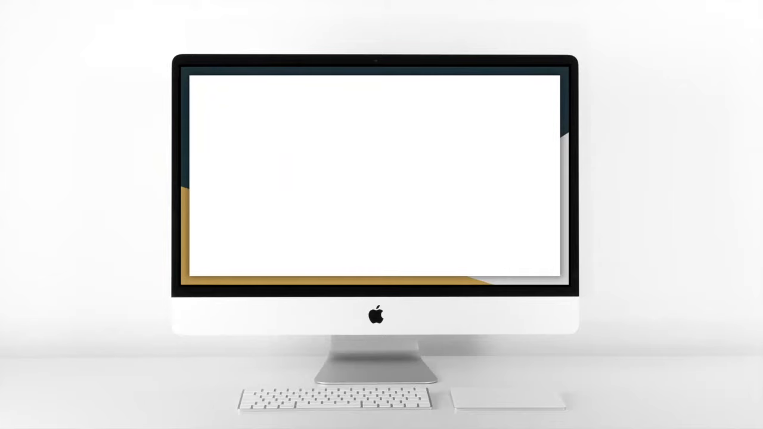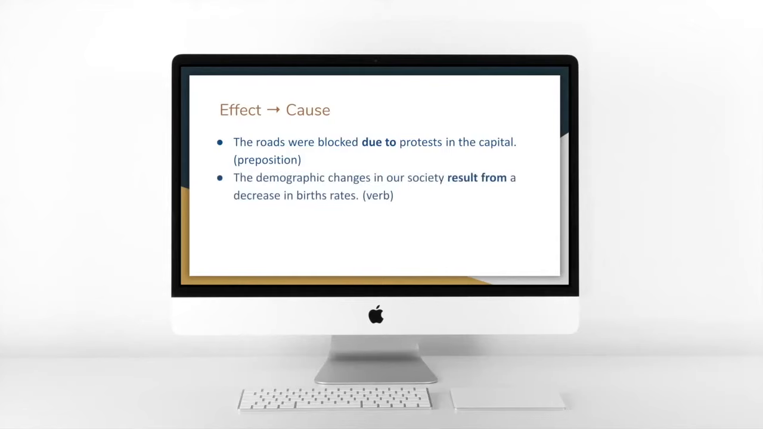To add some variation, we may want to start our sentences with the effect instead of the cause. Again, let's have a look at two examples. The roads were blocked due to protests in the capital. The demographic changes in our society result from a decrease in birth rates. As you can see here highlighted in red, the cause is at the end of the sentence.